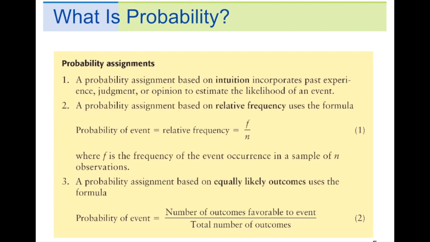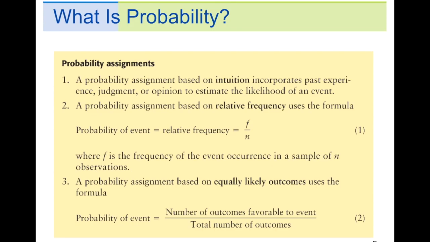A probability assignment based on relative frequency uses the formula probability of event equals relative frequency equals F over N. You'll remember this back to histograms. So another way we use relative frequency is to figure out the probability of an event. Where F is the frequency of the event, occurrence in a sample of N observations. So F is how many times the event occurs in however number you have.